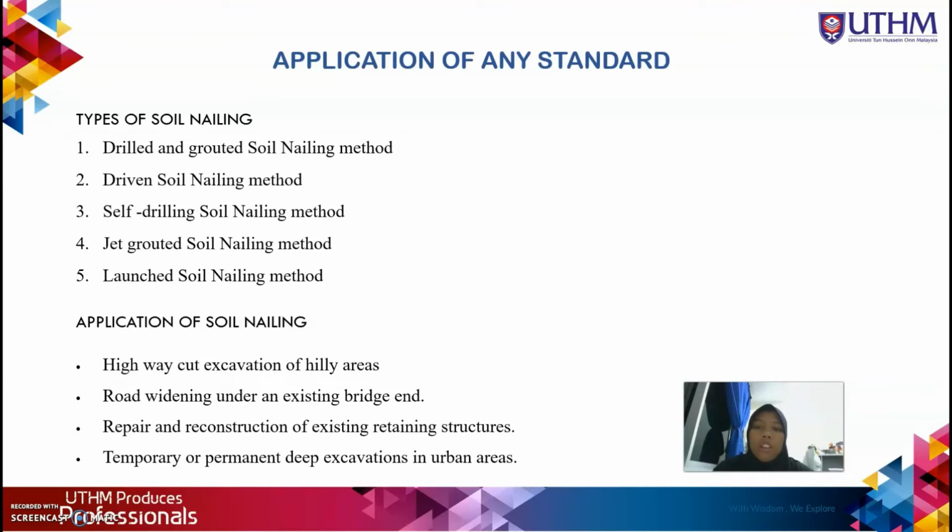So this is the application of soil nailing. Types of soil nailing method. First, drilled and grouted soil nailing method. The holes in this sort of soil nailing method are drilled in the wall's slope face. Nails are then placed into the pre-drilled holes. The hole is then filled with grouting material such as concrete, shotcrete, and so on.